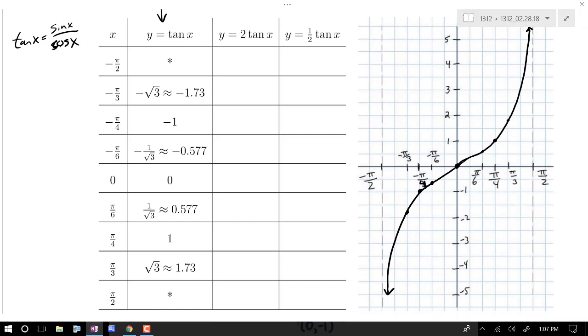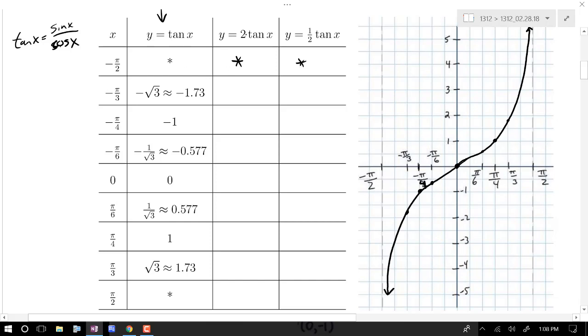And this, if we kept graphing it, it would just be the same shape that occurs over and over again with a period length of pi. Now, if we graph 2 tan x, certainly when I get close to dividing by 0, I'm still getting close to dividing by 0, so that is undefined at pi over 2.